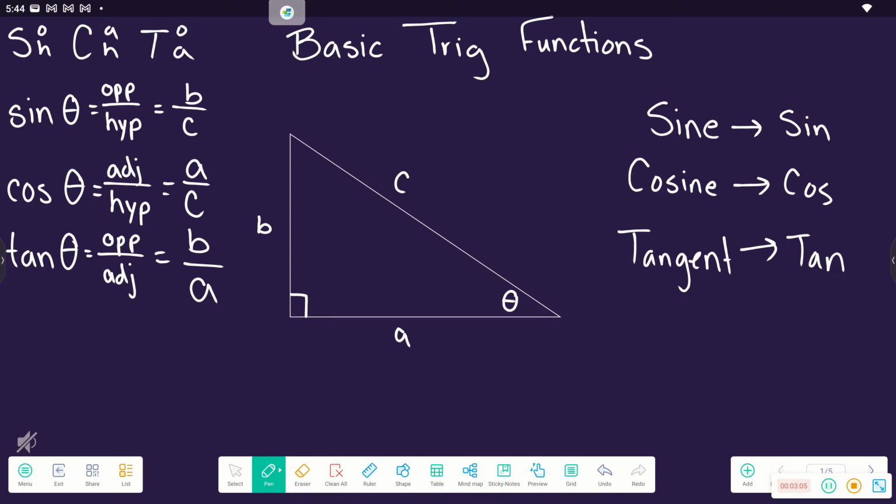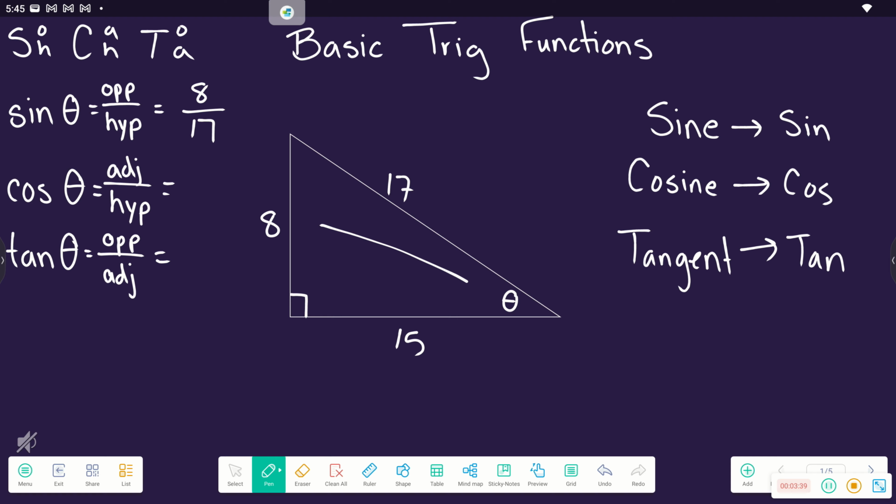So if I were to mix this up and I were to throw in some actual numbers in here. So instead of B, I have 8. Instead of C, I've got 17. Instead of A, I've got 15. Same exact process I'm going to go through. I have sine of theta. I need my opposite over my hypotenuse. I look what's opposite is 8 over my hypotenuse, which is 17. The sine of theta for this triangle would be 8 over 17.